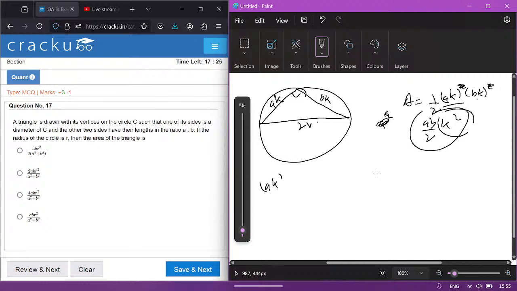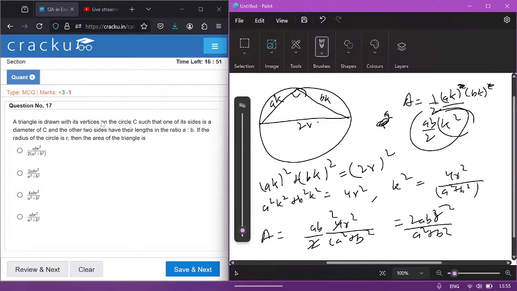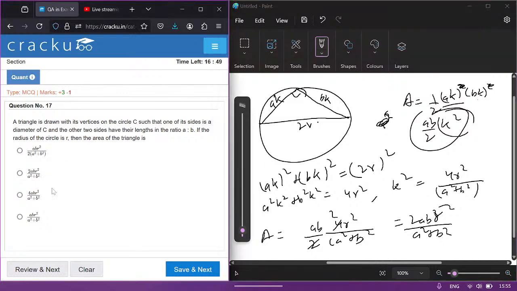So (ak) whole square plus (bk) whole square, I am applying Pythagoras theorem, is equal to 2r whole square. So this is a square k square plus b square k square is equal to 4r square. So we can find k square and put it here. This k square will be 4r square by a square plus b square. So our area would be ab by 2 into 4r square by a square plus b square. So this will be 2ab r square by a square plus b square. Yeah.